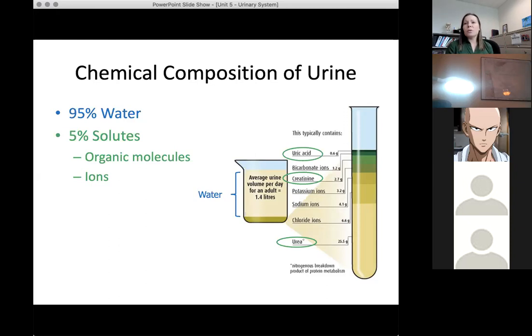So the normal range for the specific gravity of urine is 1.001 to 1.035. And if you have a higher specific gravity for urine, it just tells you that there's more solutes present, more solid particles present.